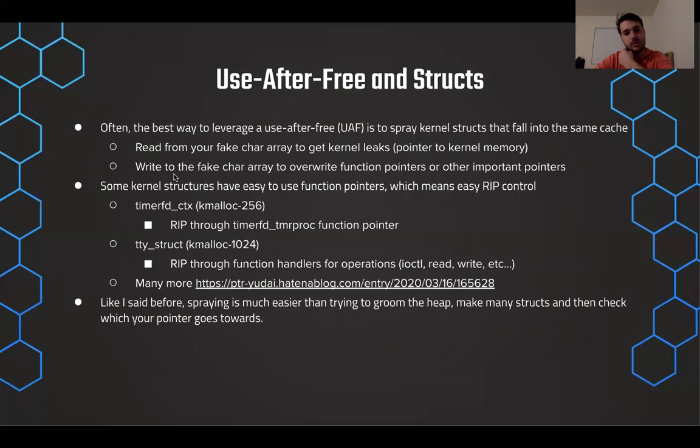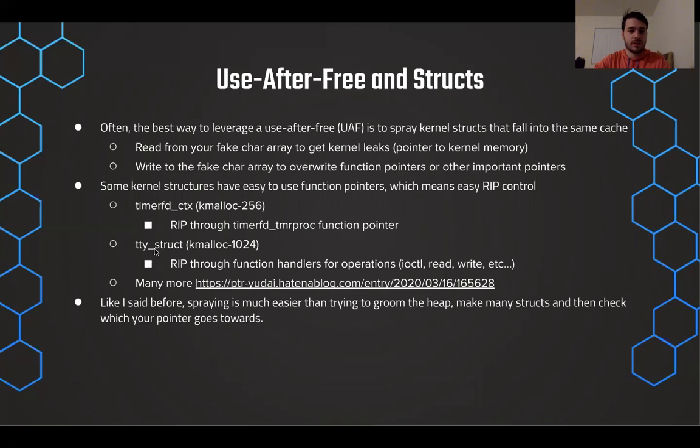Some kernel structures have really good and well documented ways to attack them if you do have a use after free. I think these two are the ones I see used the most. This one's timer fd context, which is in the kmalloc 256 cache size. And there's this timer fd tmr proc function pointer, and if you overwrite that, you could get rip execution. Technically, it's in another struct, so you want to point that to something else and point that to your code, but that's super useful there.